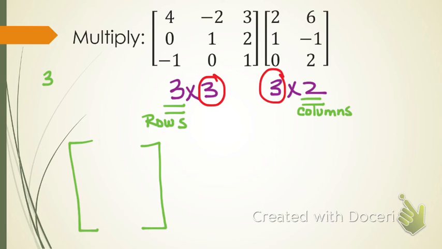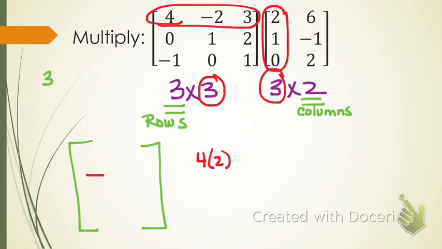So we're just going to take the first row and multiply it by the first column. So in your calculators, to figure out what number goes right here, take 4 times 2 plus negative 2 times 1 plus 3 times 0. And if you type that in your calculator, you should get 6. No, yes, you should get 6, sorry. So this first number is 6.